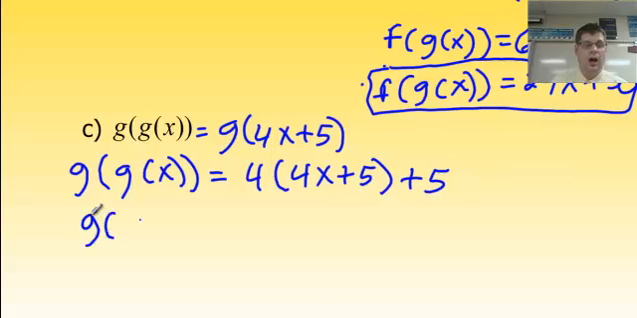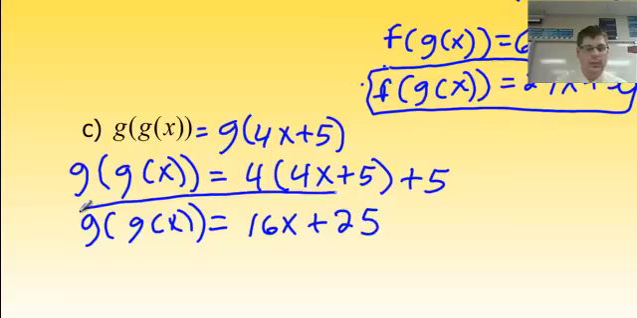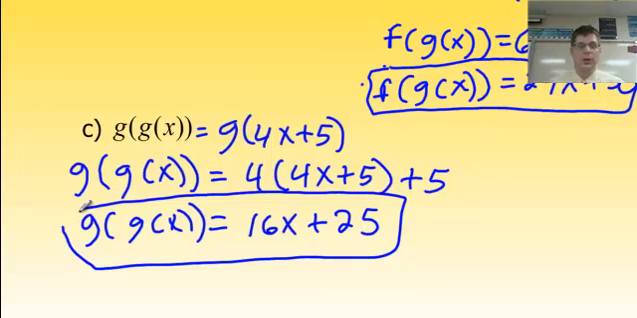So g of g of x is equal to 16x plus, and I'm just going to say 25. Like so. So anyway, that's how you can deal with composite functions.